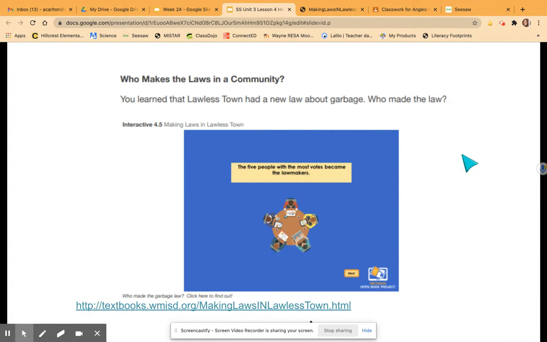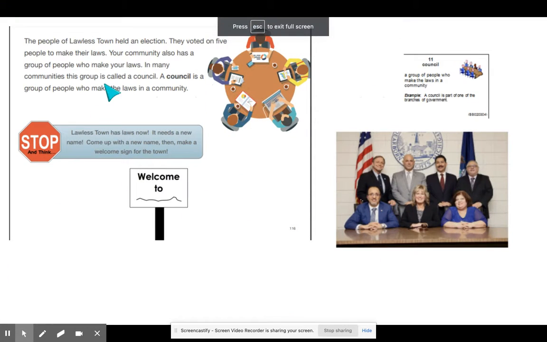So when we think back to who makes the laws in a community, well, the lawmakers make the laws in the community. The people of Lawless Town had an election. They voted on 5 people to make their laws. Your community also has a group of people who make the laws. In many communities, this is called a council. So either the lawmakers or a council make the laws.